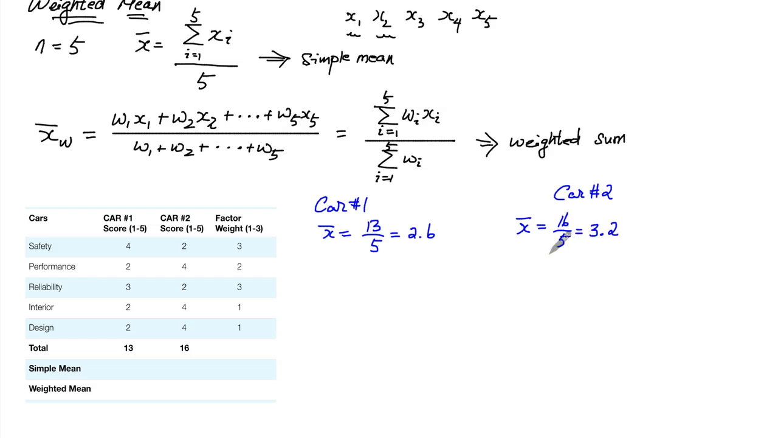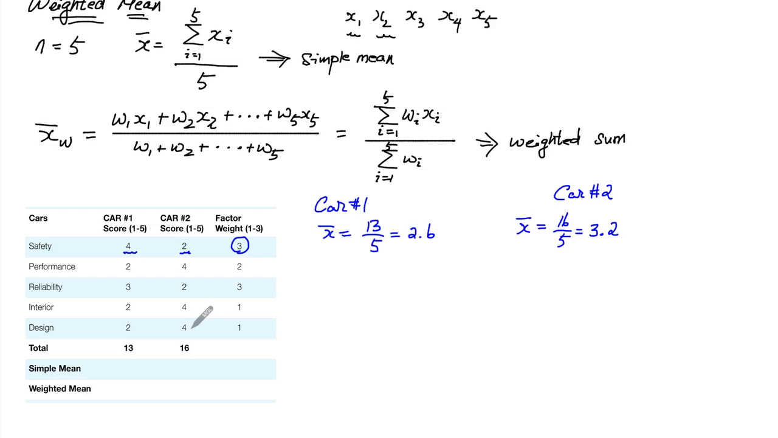So just without weighing any of these factors or categories or these scores, we see that car number 2 scored higher than car number 1. But this did not take into account how important each of these factors were. That factor of 3 associated with safety tells us that more weight should have been allocated to the scores of safety than the scores associated with interior design and exterior design.